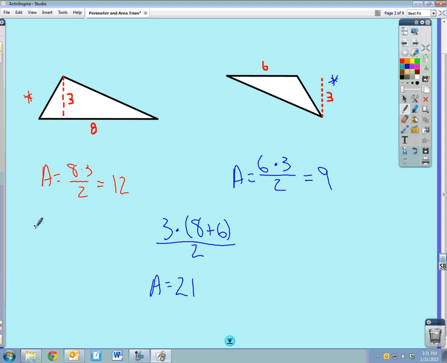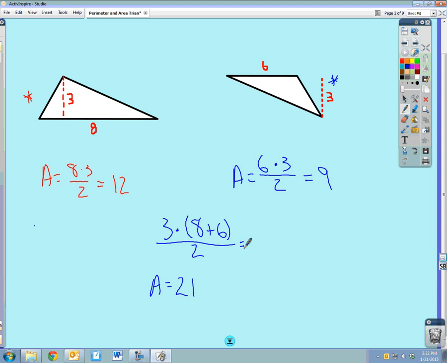Well, let's see what this works out to be. If I do parentheses, PEMDAS, 8 plus 6, I'm going to get 14. And 14 times 3 is going to be, what, 30, 42. Divided by 2 is 21. Hey, it worked out. In fact, for any trapezoid that we have, we can take the height of the trapezoid, multiply it by the sum of the two bases, and then divide it by 2. And we get that formula exactly how we did this.